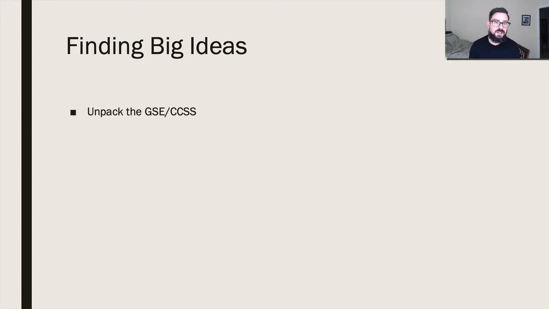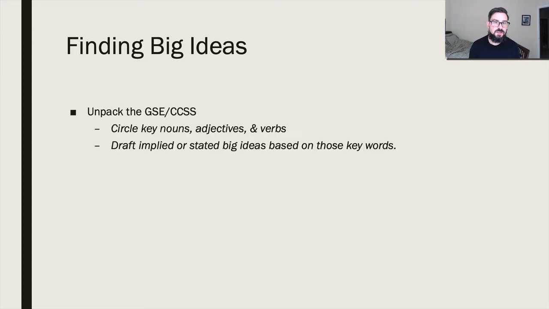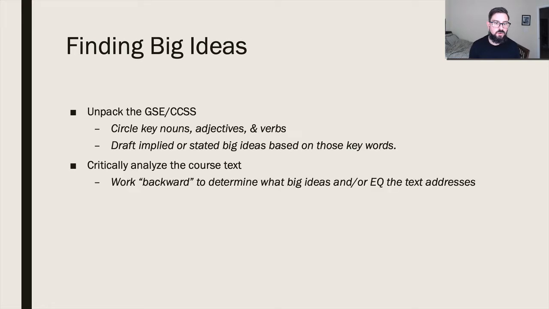And then finding big ideas, again, you can look at your standards and circle key nouns and adjectives and verbs. You can look at those keywords and sort of start drafting those big ideas and maybe keeping a list somewhere. Critically analyzing your course text, you might work backward to determine what big ideas and or essential questions those texts address. And so look at your texts, look at your standards, and really start thinking purposefully about what your essential questions might be.